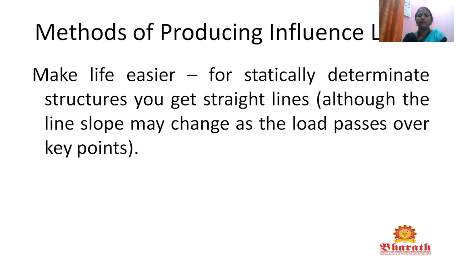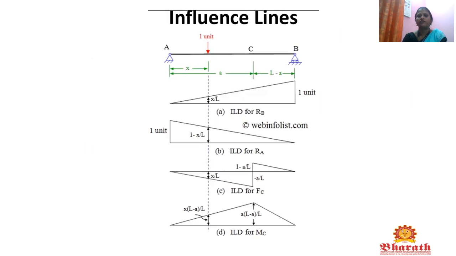Next, this method of producing influence lines makes life easier. For statically determinate structures, you get straight lines, although the line slope may change as the load passes over the key points. So this is the influence line diagram where the unit load is acting on a member. In this picture, we have supports A, B, C. From A to C a unit load is acting at a distance of X, and the A to C distance they have taken as L, and C to A they have taken as L minus a.